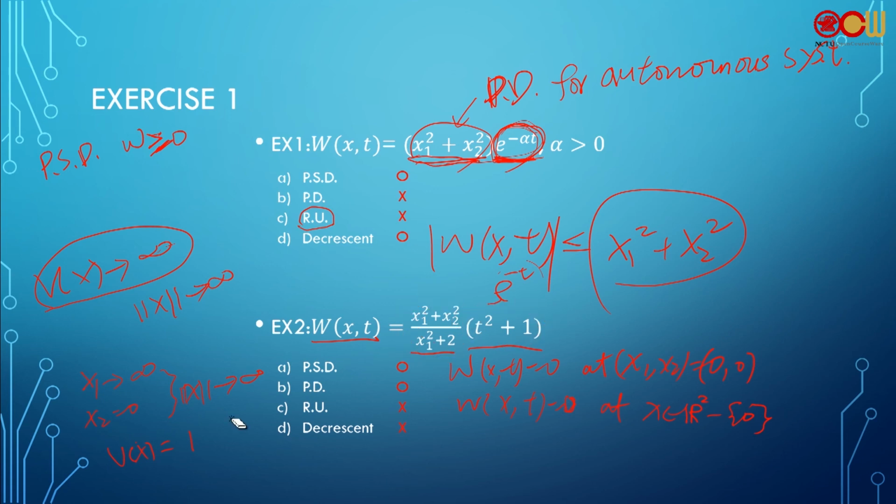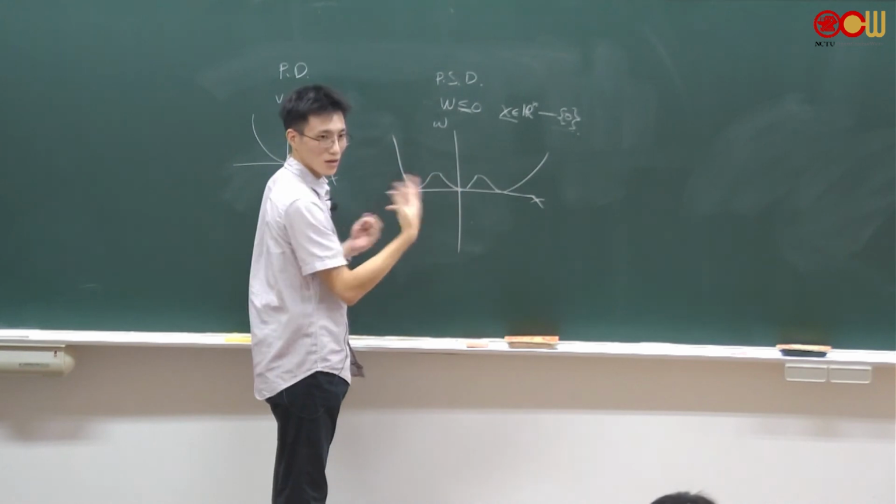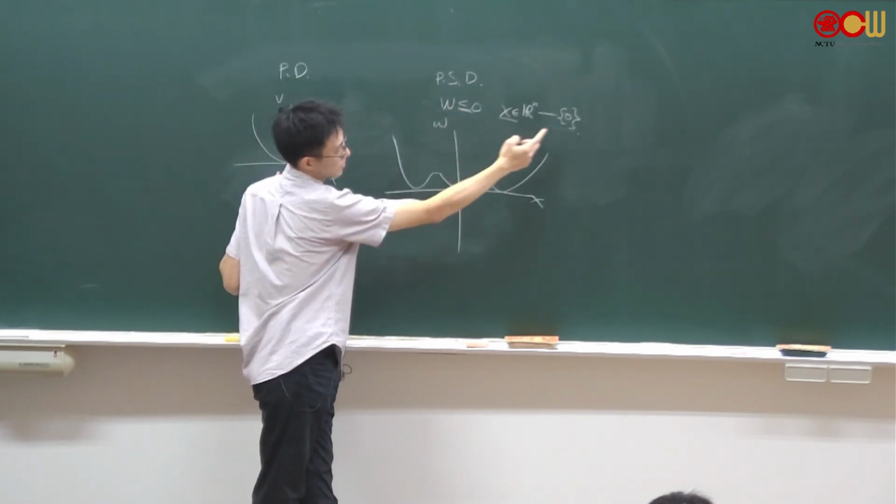If W is PD, then it must be PSD, but not vice versa, okay? If it's PD, it must be PSD, right? PD says it's 0 at 0. And PSD, the condition is more loose. Here it is 0 at 0, so it's equal to 0. X is 0.